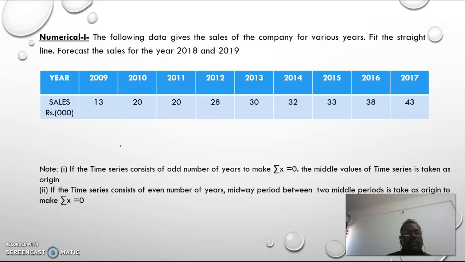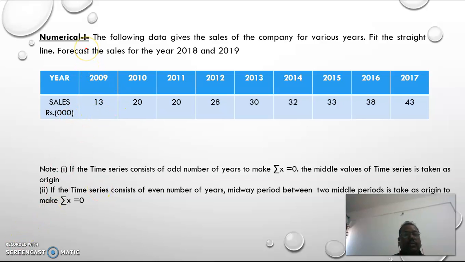Now let's see a numerical based on the least square method. Before that, we will see some notes that you have to consider. If the time series consists of an odd number of years, then to make the summation of x equal to 0, the middle value of the time series is taken as the origin. In this numerical, you are going to see there are 9 periods given, so the origin comes at the 5th period, that is 2013. So the 5th period will become our origin for calculating the deviations.